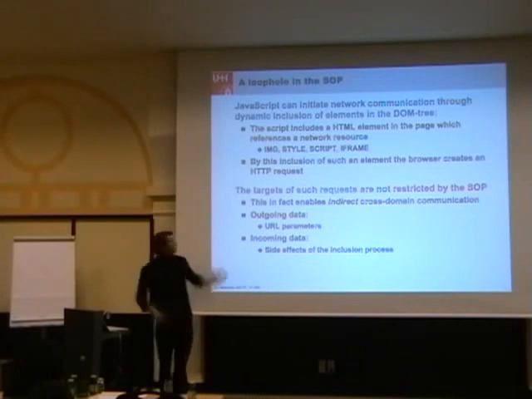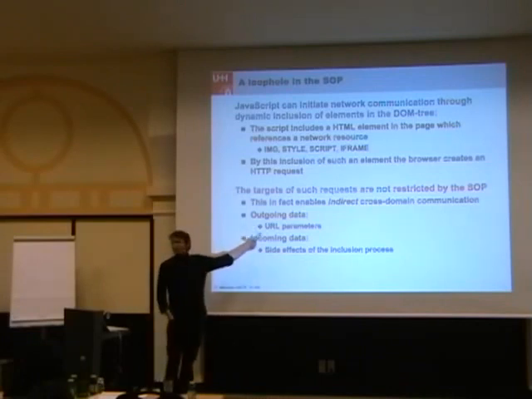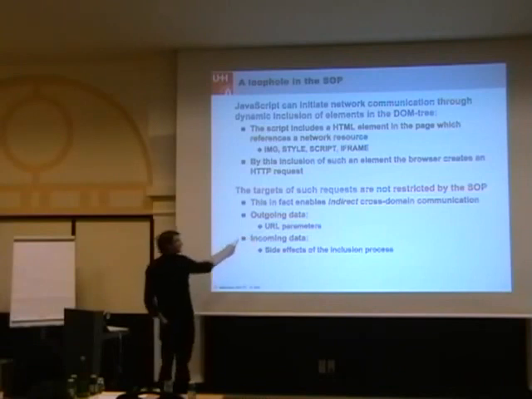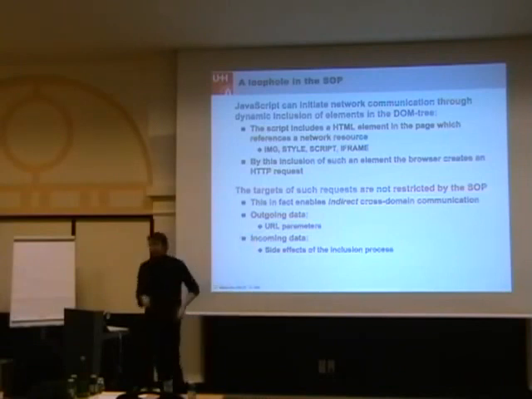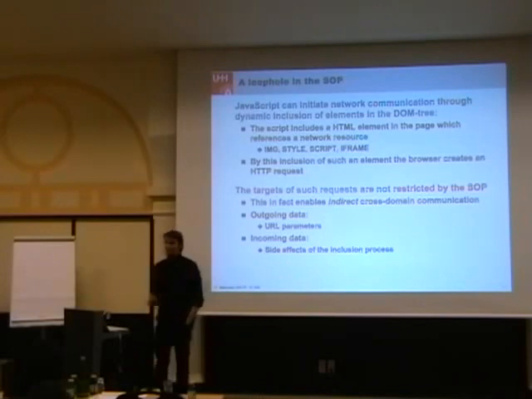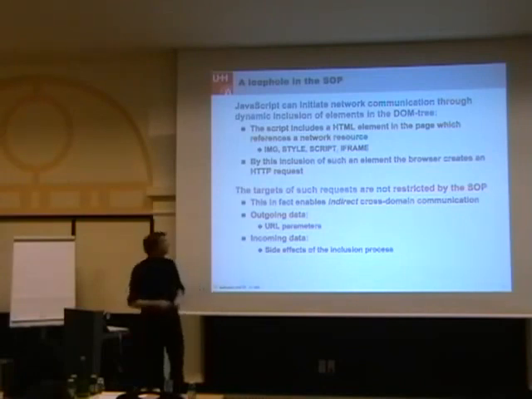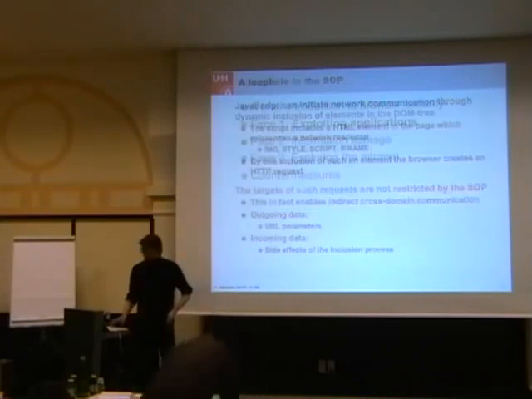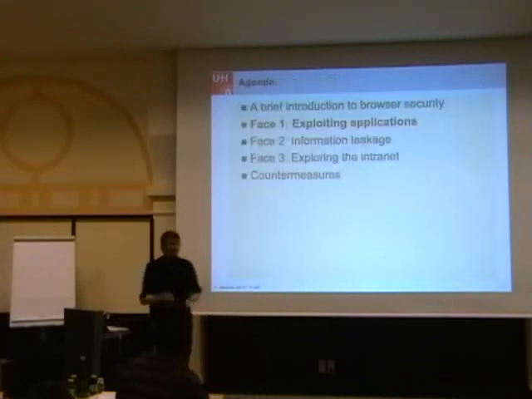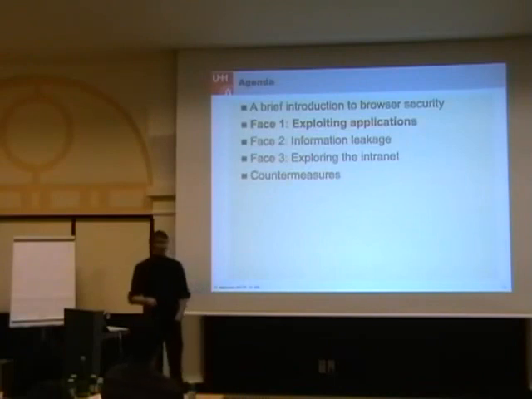And it can present some outgoing data through the URL, and it also can get some incoming data, which is rather surprisingly through side effects of the inclusion process. And especially this part will be the topic of the second half of this presentation. I start with this one because this is kind of cool too. And yeah, those are the three phases of cross-site request forgery that we will talk about in the next half hour.